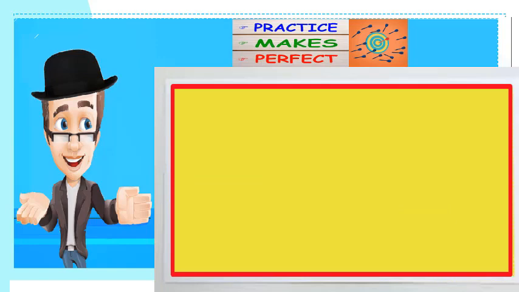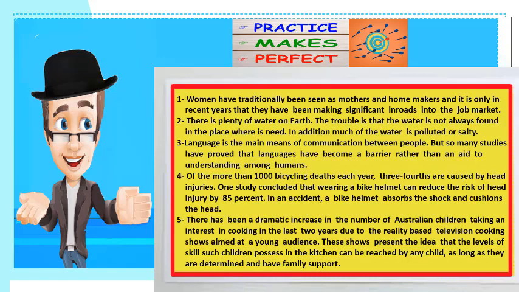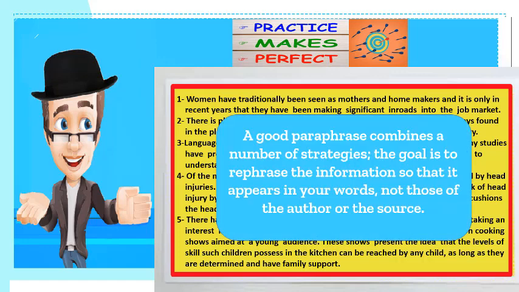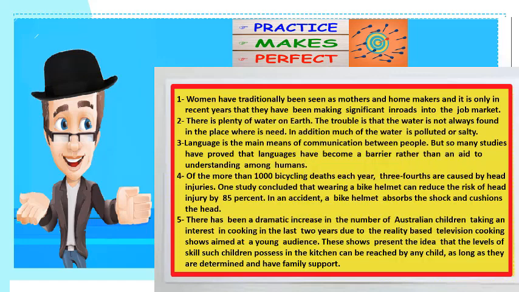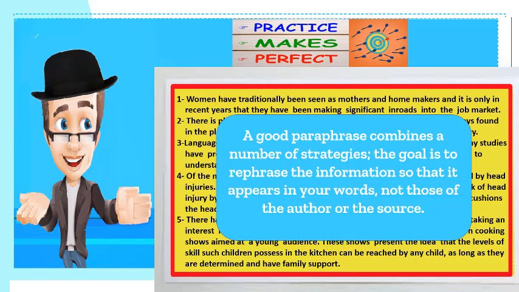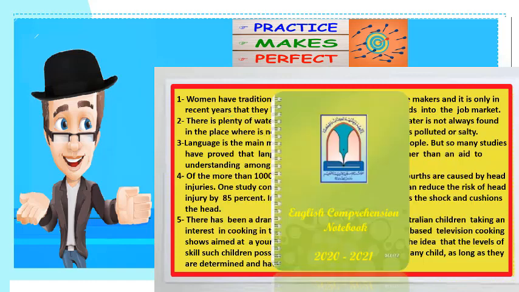Practice makes perfect, so it's time to practice paraphrasing. You may not come up with a perfect paraphrase sentence out of the first time, but we have to keep trying. So here are the sentences that you have to paraphrase. And don't forget, write all your answers. Here are the sentences that you have to paraphrase. Keep in mind again, a good paraphrase combines a number of strategies. The goal is to rephrase the information so that it appears in your own words, not those of the author or the source. And as usual, all your answers should be written in your comprehension notebook.